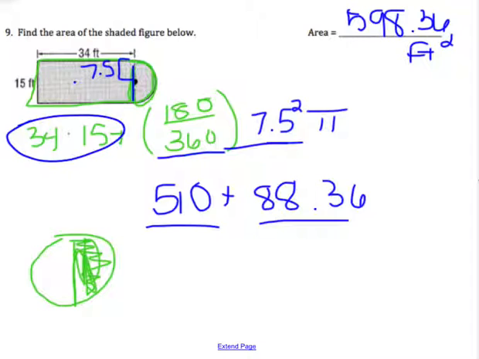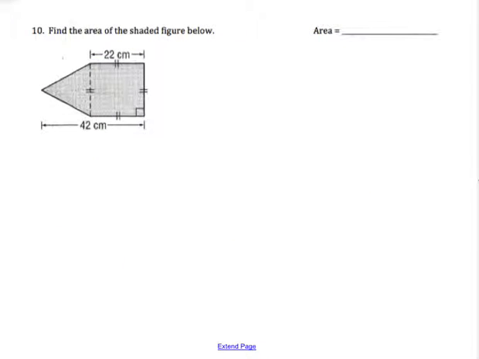Last but not least, let's take a look at this one. So first of all, I see that all these sides are the same, which means all of these sides are 22 inches. So if this whole thing is 22 and this whole thing is 22, to get the area of the square, we need to multiply base times height.